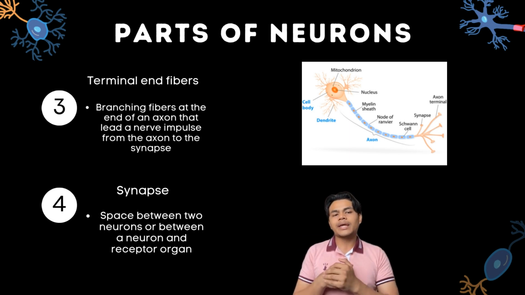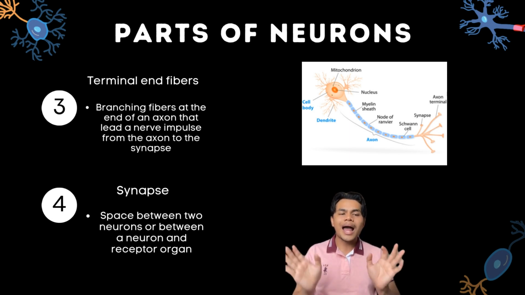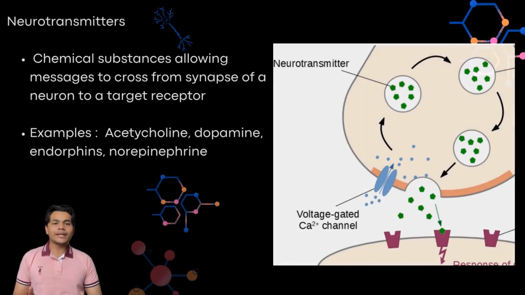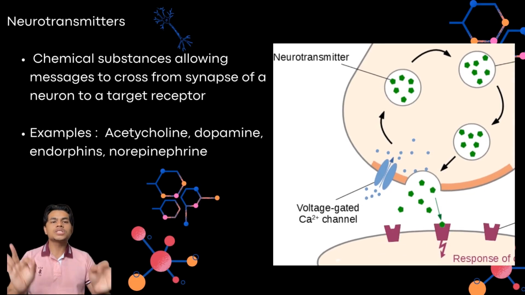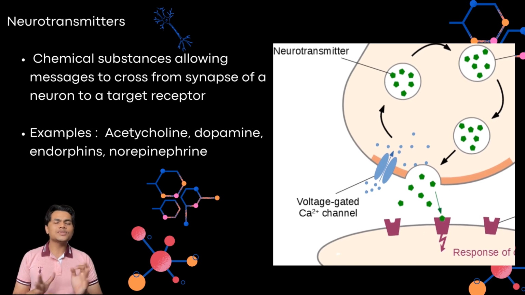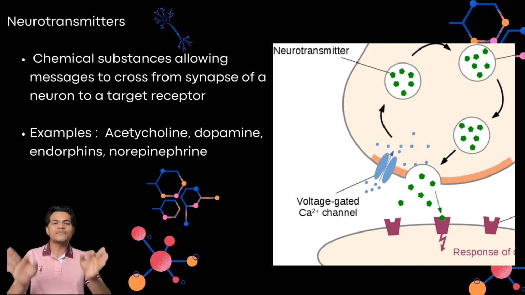A single neuron can have several or a few hundred synapses. Okay, now we will move to the next subtopic, which is neurotransmitters. What are neurotransmitters? Neurotransmitters are chemical substances that make it possible for messages to cross from the synapse of a neuron to the target receptor. There are between 200 and 300 known neurotransmitters, and each has a specialized function.